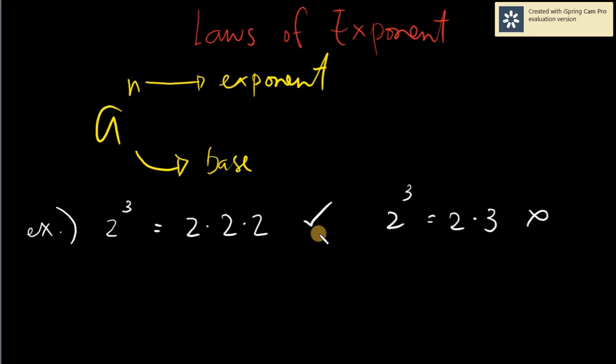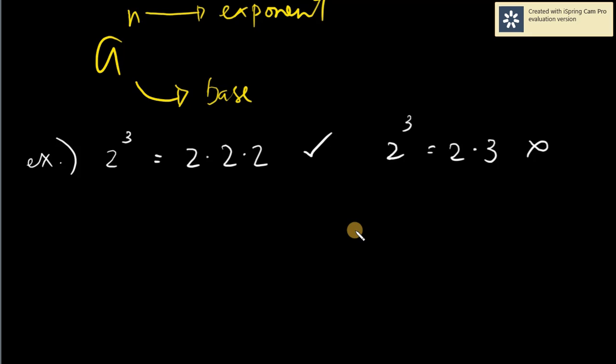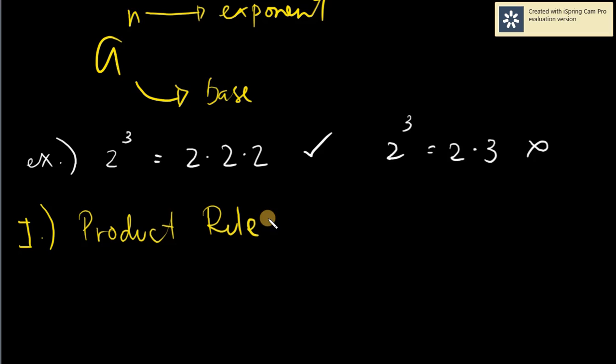Now, the laws of exponent will give us multiple kinds of laws. The very first one that we will be discussing is rule number 1, which is what we call the product rule. Under the product rule, it simply states that if you have two variables or two terms multiplied together with the same base but different exponents, what you will do is add the exponent.